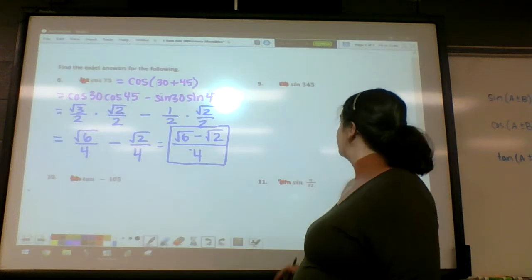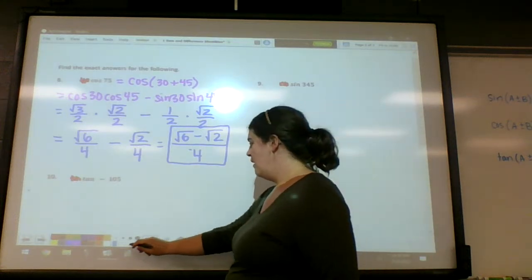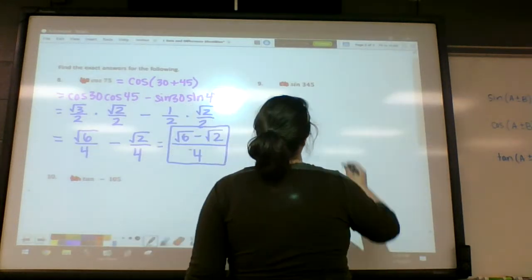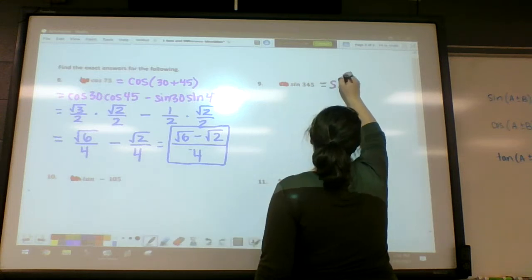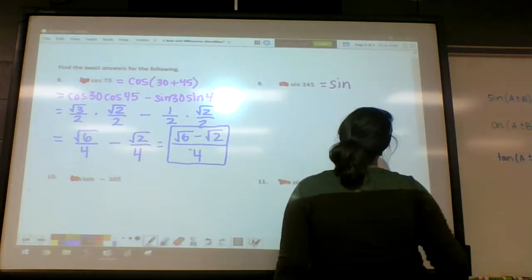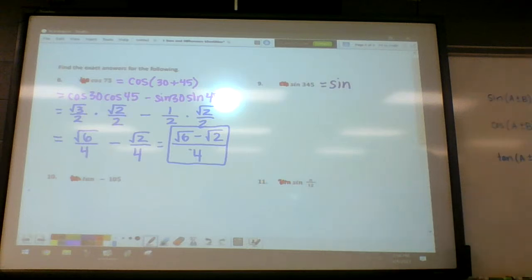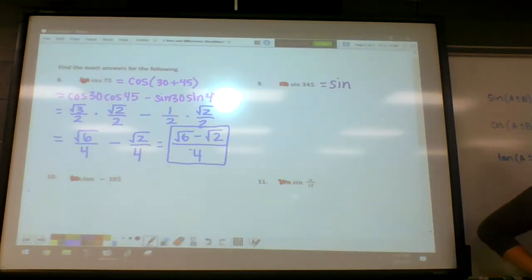Okay, let's try the next one. Sine of 345. So you can either create an addition or a subtraction problem for this 345, and you can pick any combination that you want as long as it will make 345, right? All right. 345.